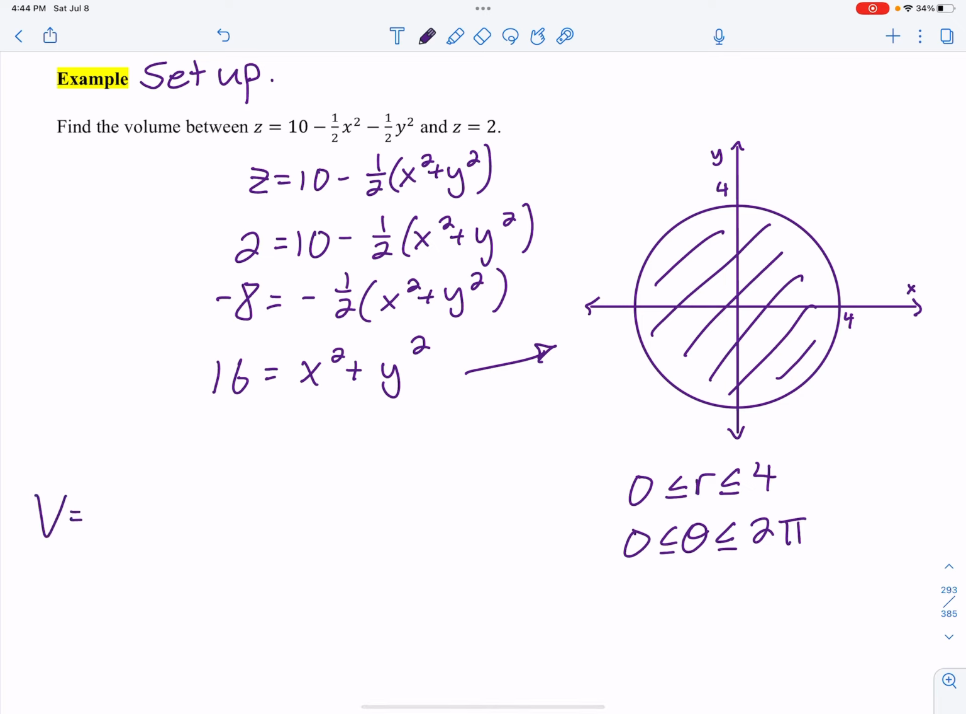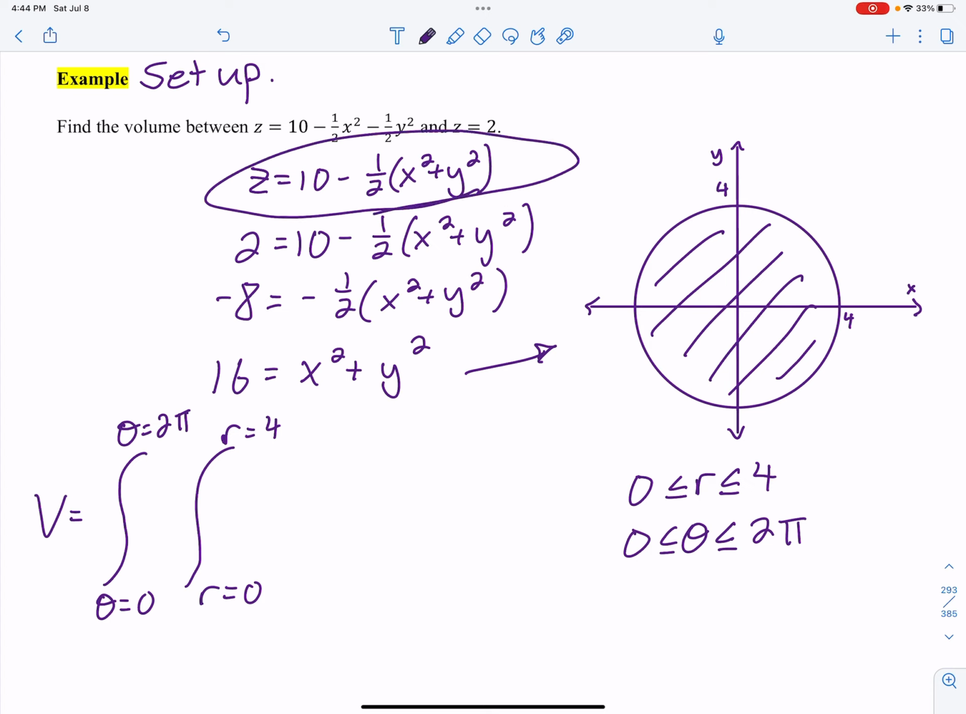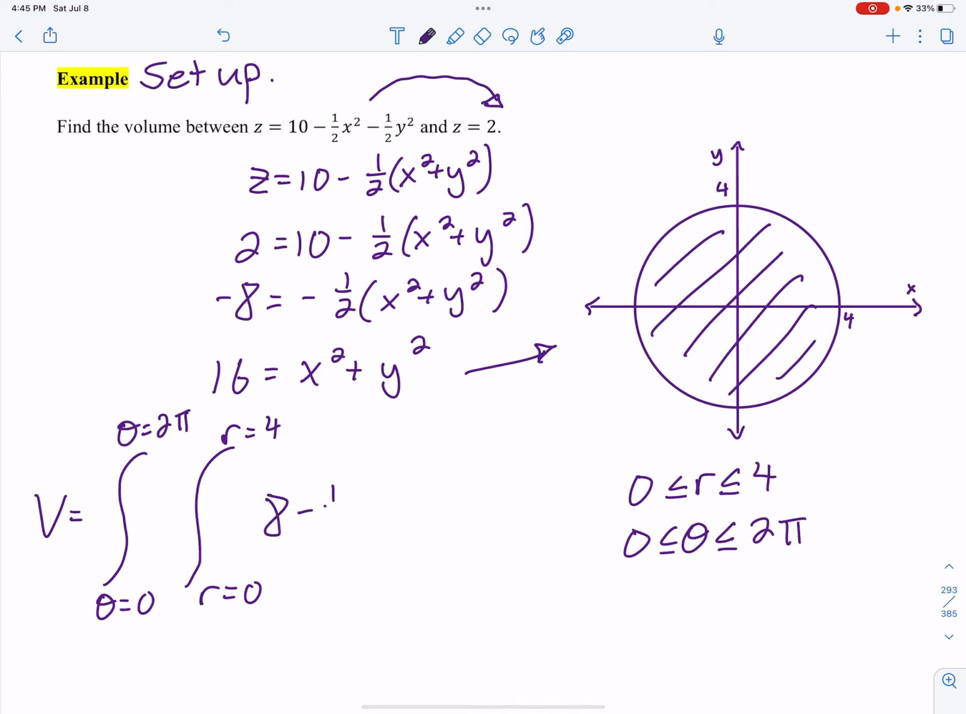So my volume, if we were going to set it up, I have theta on the outside from 0 to 2 pi. R is just going to go from 0 to 4. It's nice and pretty. And then this is my function right here, so I'm going to plug that in. That's my top function, and then I'm going to have to subtract the bottom function. So it's going to be this function minus that function. So that is 10 minus 2, so we get an 8 minus 1/2 times x squared plus y squared.